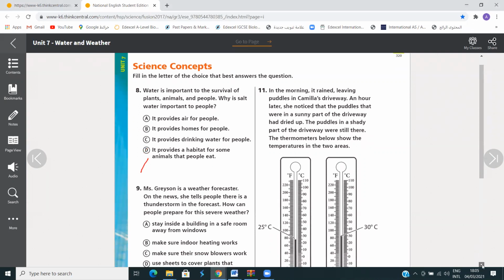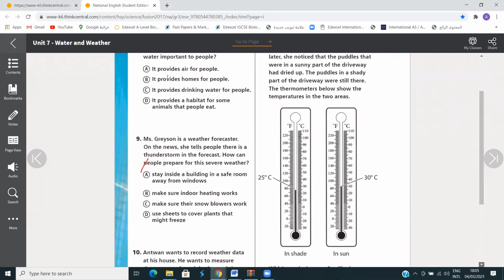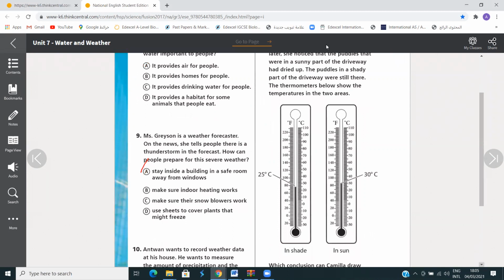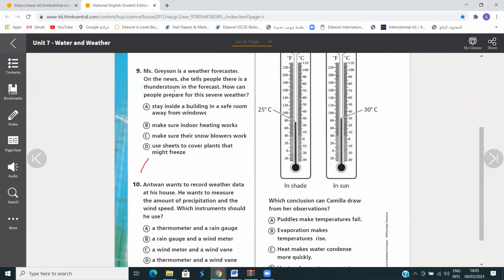Miss Green is the weather forecaster on the news. She tells people there is a thunderstorm in the forecast. How can people prepare for this severe weather? They stay inside a building in a safe room away from windows, because it's a thunderstorm. That's okay here.